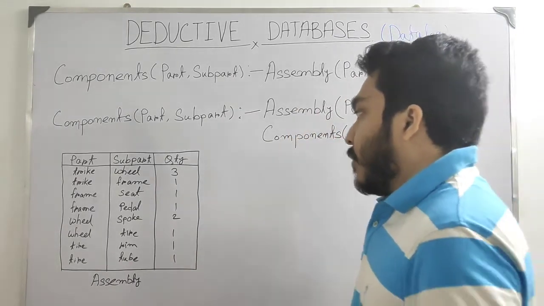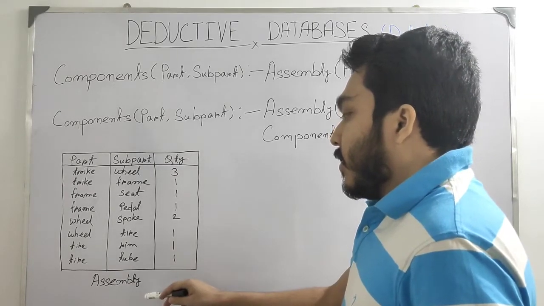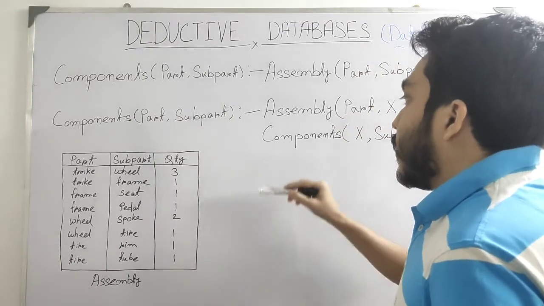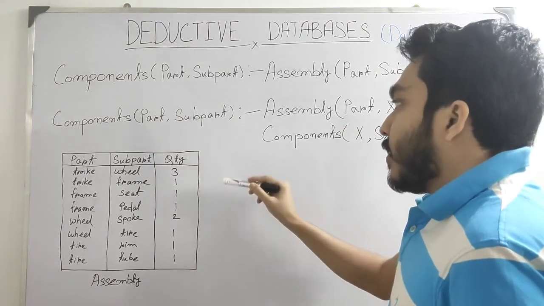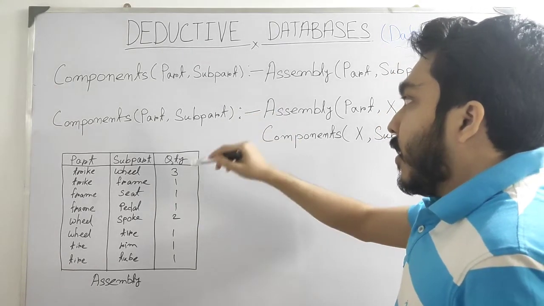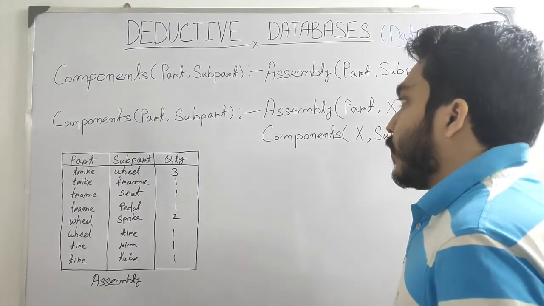In this video I am taking the example from the last video, the assembly relation. Datalog is a set of rules. For this relation we have defined two rules. This is rule number 1 and this is rule number 2.